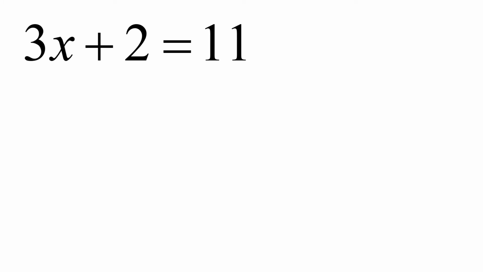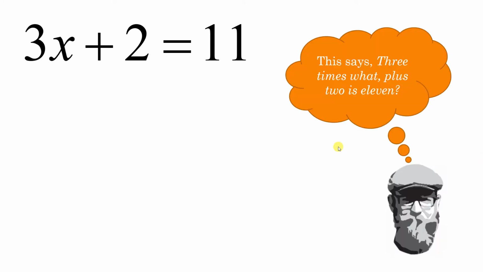I think you could probably figure this one out in your head if you just read it. What people say a lot of the times is they just say 3x plus 2 equals 11, but man, that doesn't really ask a question. It really doesn't even address what algebra means. The word algebra means to restore or make complete, and we're missing the value of x. So I prefer to read it like this: 3 times what plus 2 is 11.